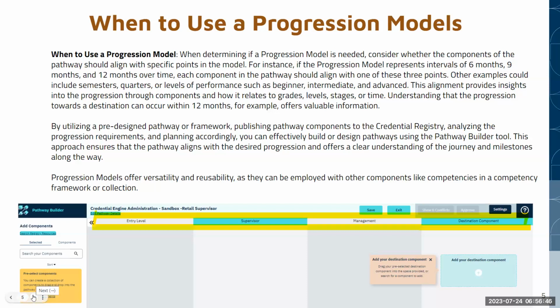By utilizing a pre-designed pathway or framework, publishing components to the Credential Registry, analyzing the progression requirements, and planning accordingly, you can effectively build or design pathways using the Pathway Builder tool. This approach ensures that the pathway aligns with the desired progression and offers a clear understanding of the journey and milestones along the way. Progression models offer versatility and reusability, as they can be employed with other components like competencies in a competency framework or collection.